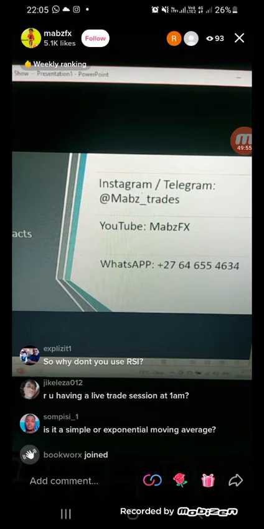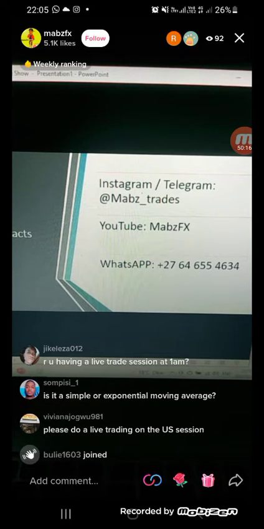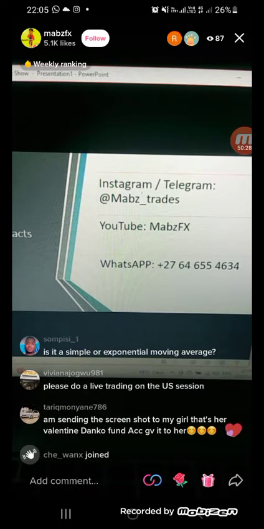Why don't you use RSI? I use much more efficient things, if I make sense. I'm using what's efficient for me. My trading strategy and systems are very efficient, so I don't have to use RSI. You don't have to use a lot of things, guys. If you know how to read the markets, you basically get the same information that an RSI would give you. It's a simple moving average.